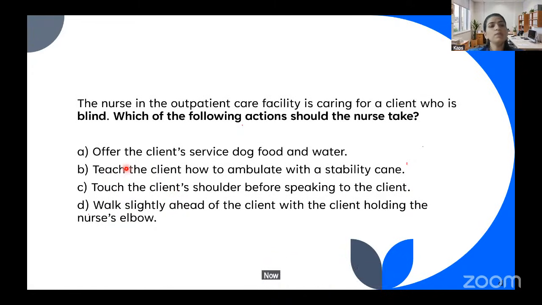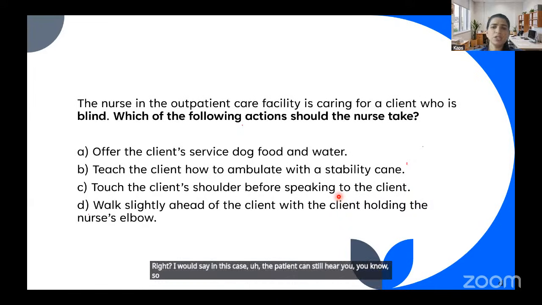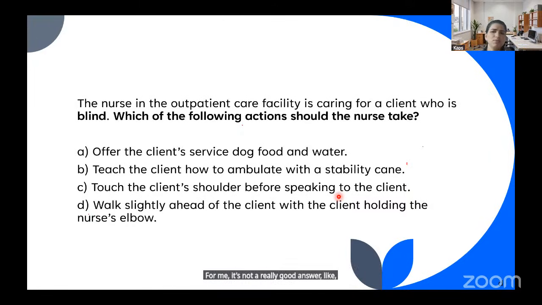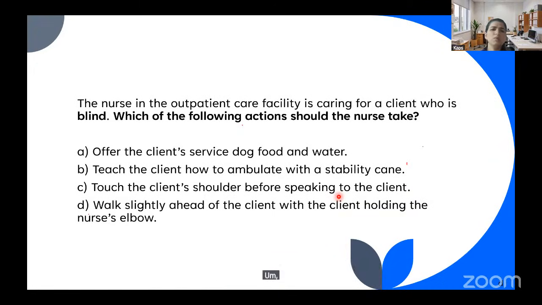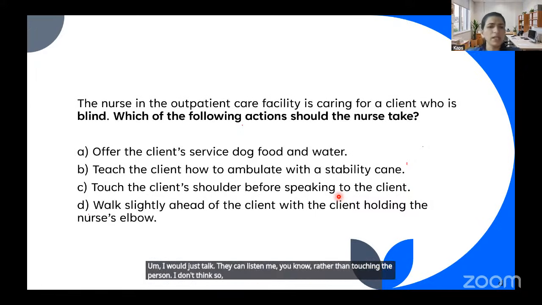Now you go between B and C. C says touch the client's shoulder before speaking to the client. Can we touch the patient's shoulder? I would say in this case, the patient can still hear you, so rather than just touching, I would take permission first. I don't think I really require that just because the person is blind. For me, it's not a really good answer. You just touch the person before you speak to the client because you think they can't see you? I would just talk. They can hear me, rather than touching the person. I don't think it's really required at this point.